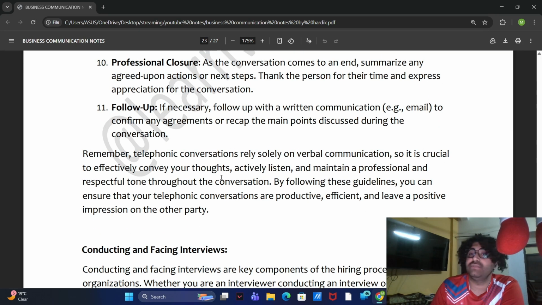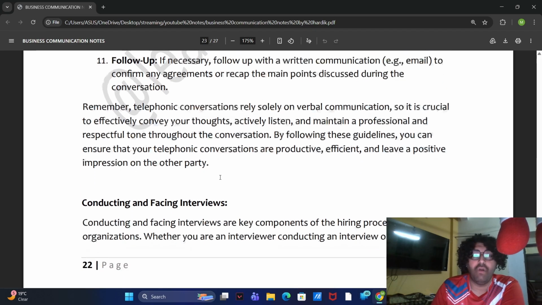As the conversation comes to an end, summarize any agreed upon actions or next steps. Thank the person for their time and express appreciation for the conversation. Follow up if necessary. Follow up with the written communication, example, email, to confirm any agreements or recap the main points discussed during the conversation.